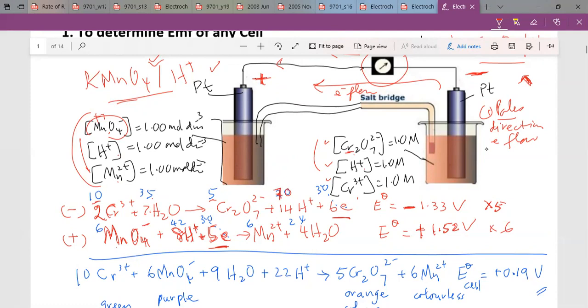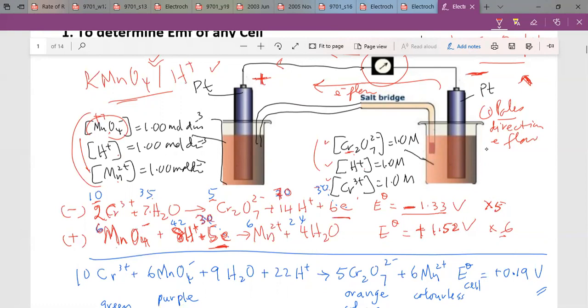Now, this one remains the same because why? It's all 1 molar. So now to make this 30 also, I times by 6 here. So 6 times 1 is 6 here. And 6 times 8 is 48, 6 times 5 is 30 here. 6 times 4 is 24, all right? So now here, 30 and 30 I cancel, okay?